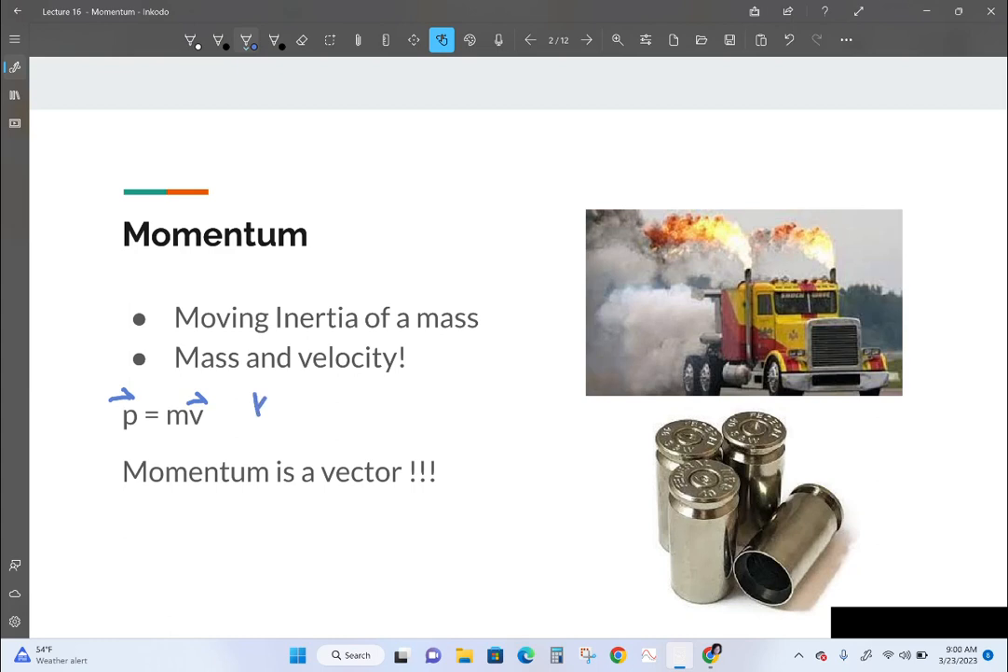Its units are going to be kilograms times meters per second, which look a lot like the units of kinetic energy, but because it's a meter per second, it is not a joule, okay? It has to be meters squared over second squared to be considered a joule. So we don't really have a name for this unit. It's just kilograms meters per second. A kilogram meter per second squared is a Newton, and a kilogram meter squared over second squared is a joule. We don't have anything like that for this unit.